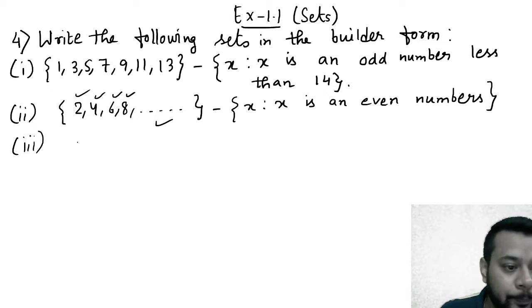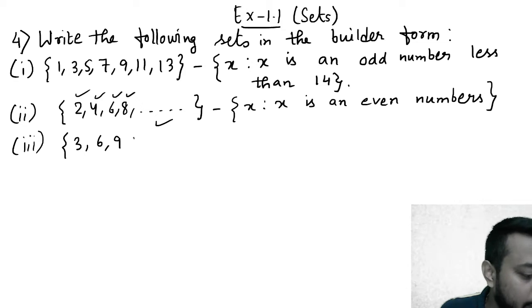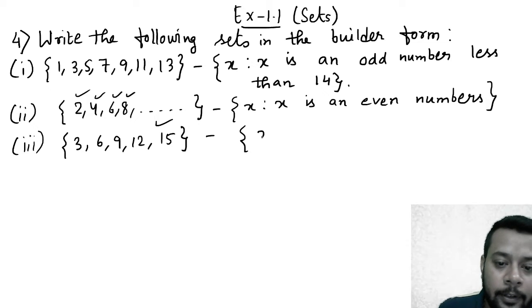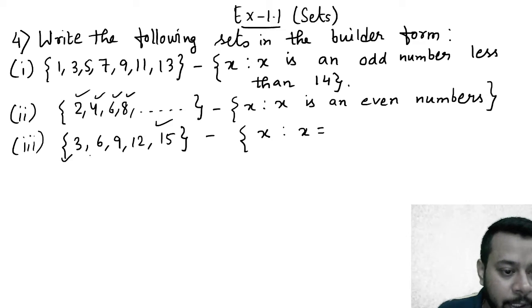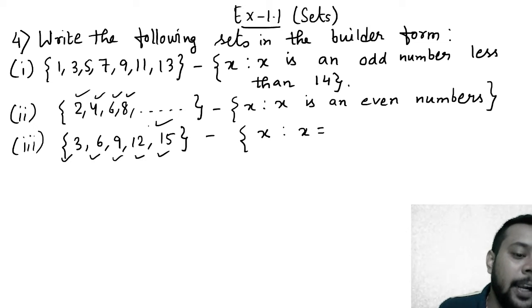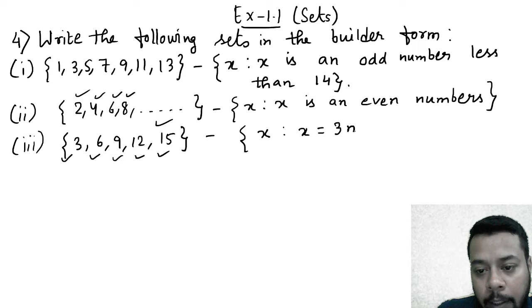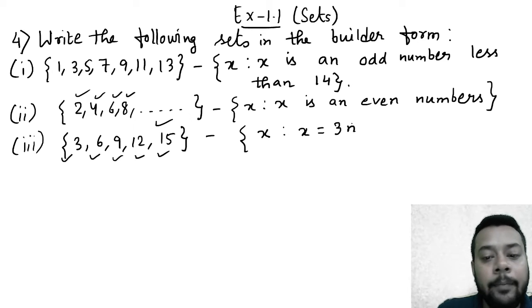What about number 3? 3, 6, 9, 12, 15. This is the question, right? So how to write this? First of all, x is equal to, these are what? These are 3, 6, 9, 12, 15. It is clearly seen that these are multiples of 3. So what will we write? x is a multiple of 3. In this form we write it, multiple of 3.